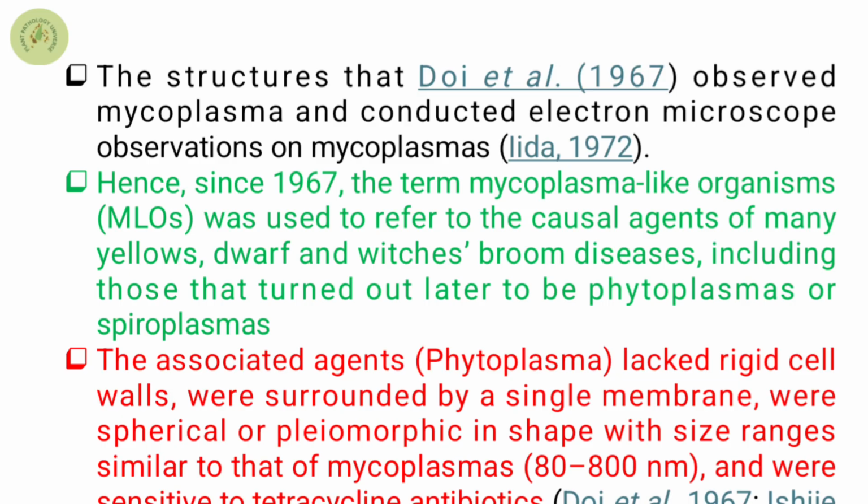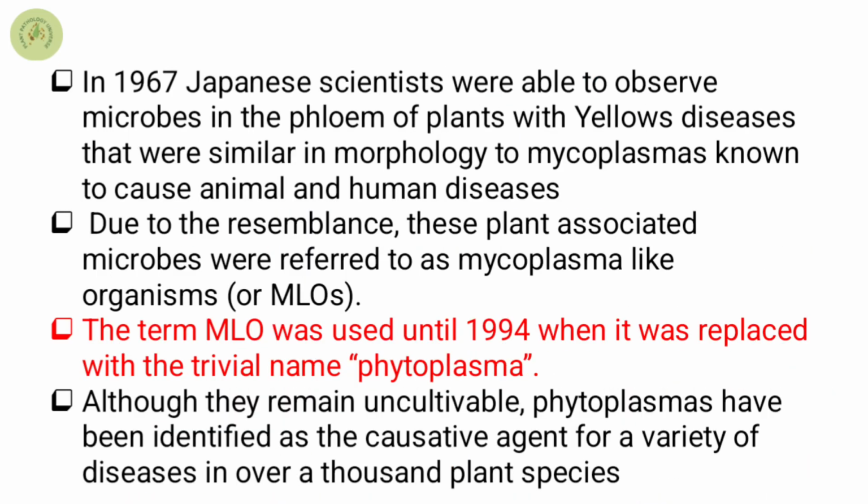But at the time of their discovery, since they are causing infection in plants and having somewhat similar characteristics to your mycoplasmas, they were at that time referred to as MLOs, that is your mycoplasma like organisms. Later, I think in 1994, the name phytoplasmas was proposed for these MLOs, right? So in certain books you can also get this name MLOs, but now this name has been changed and it is referred to as phytoplasmas. Okay, so that is about phytoplasmas.